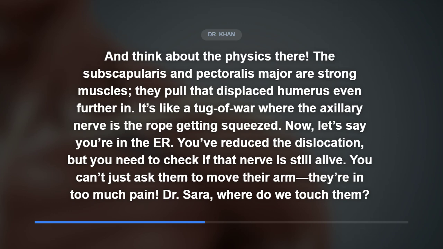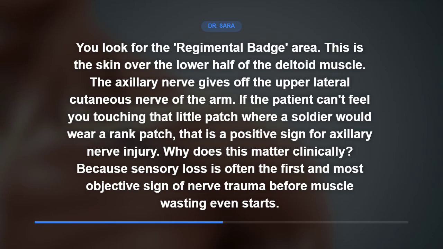And think about the physics there. The subscapularis and pectoralis major are strong muscles. They pull that displaced humerus even further in. It's like a tug-of-war where the axillary nerve is the rope getting squeezed. Now, let's say you're in the ER. You've reduced the dislocation, but you need to check if that nerve is still alive. You can't just ask them to move their arm. They're in too much pain. Dr. Sara, where do we touch them?